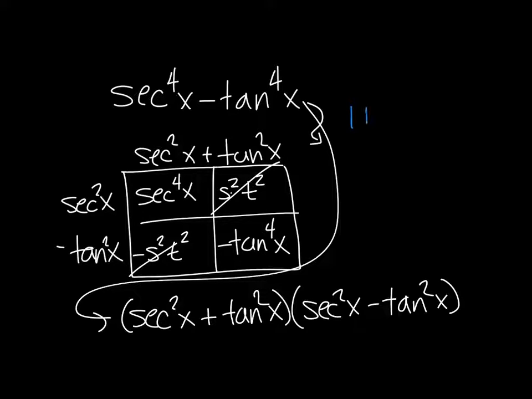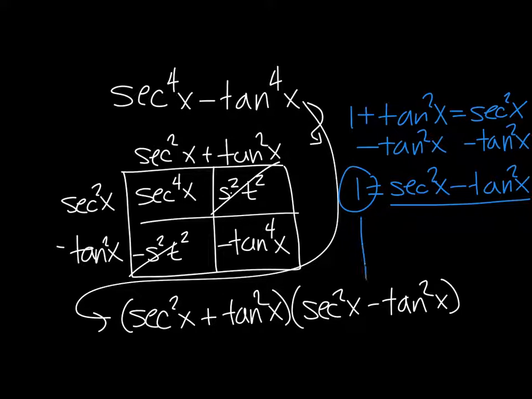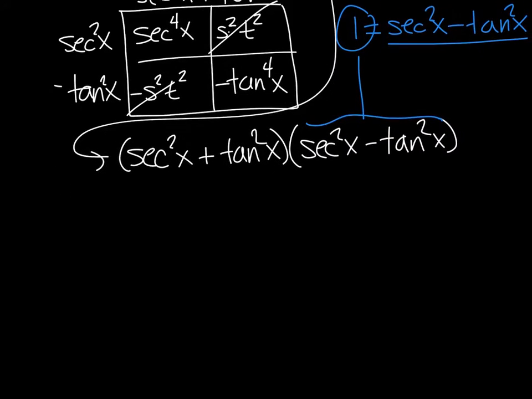Pythagorean identity, 1 plus tangent squared equals secant squared. And I'm going to move the tangent squared over. So now I get 1 equals secant squared x minus tangent squared x, which means secant squared x minus tangent squared x is 1. So 1 can be plugged in for this whole thing. Oh my gosh.